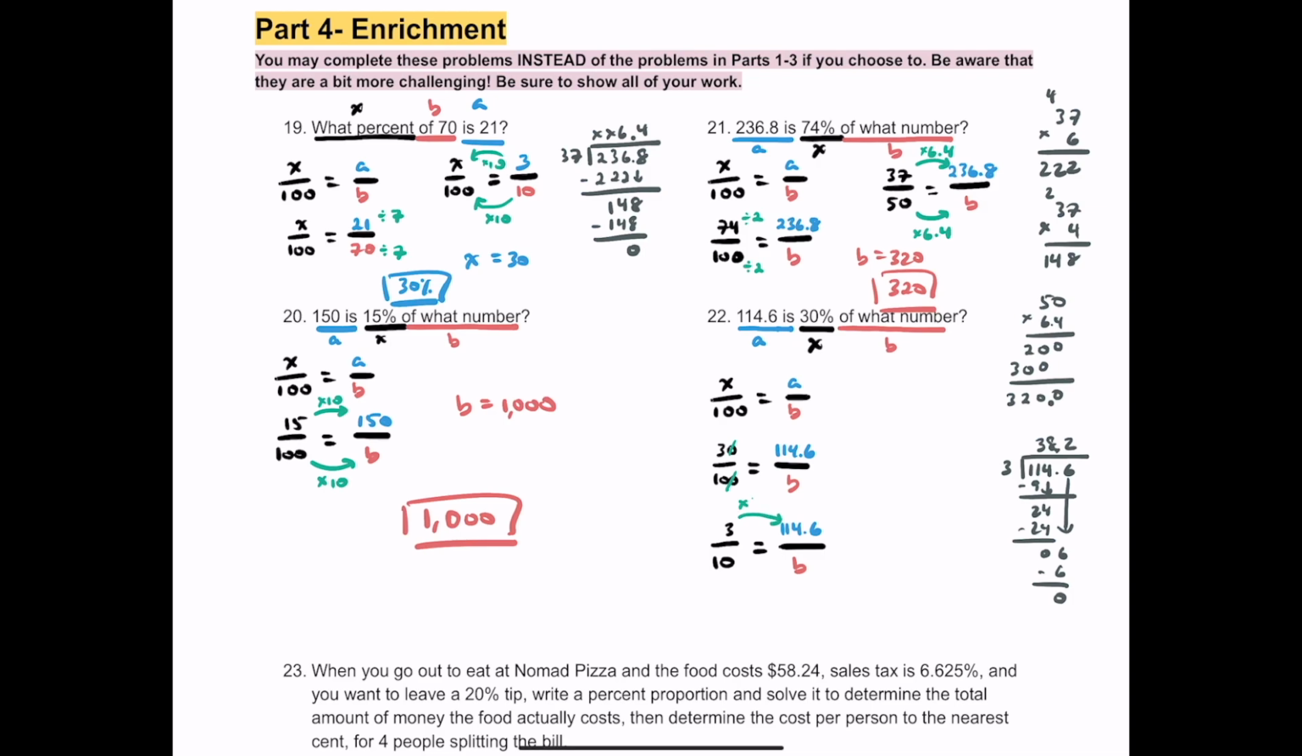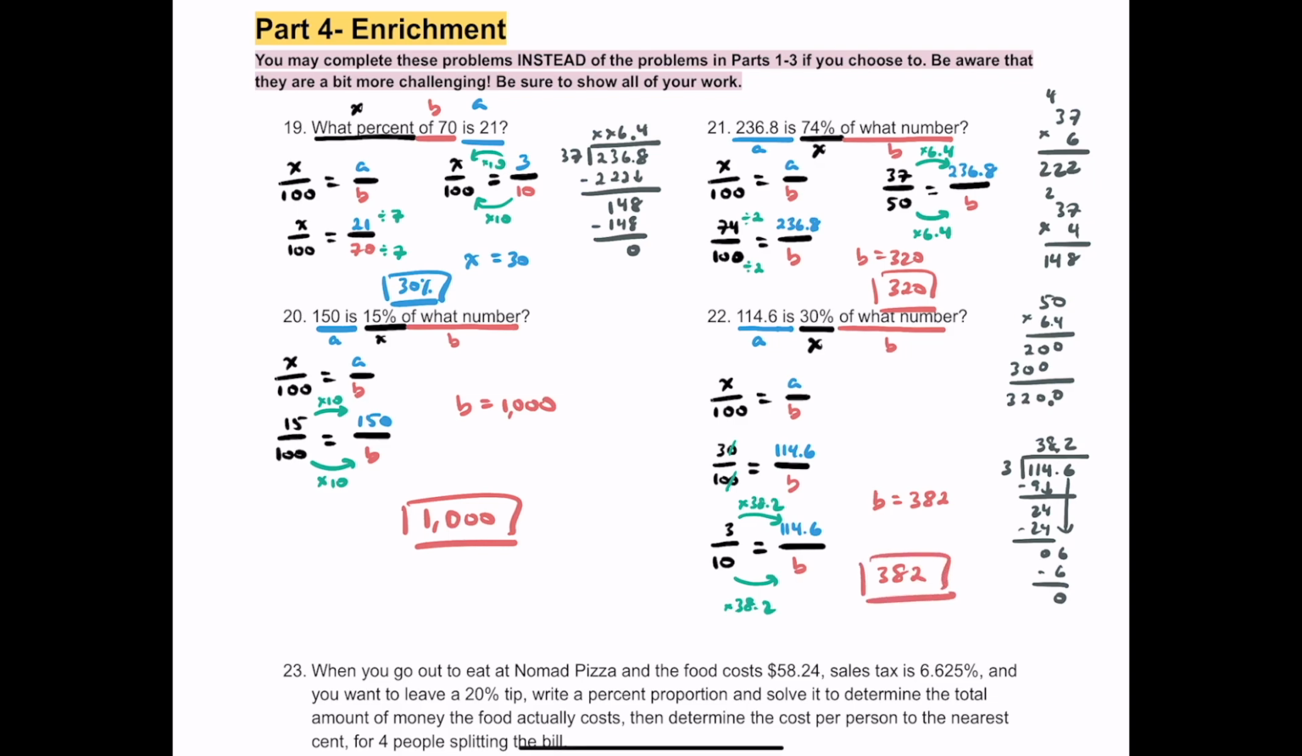Turns out, how do you get from 3 to 114.6? Well, you multiply it by 38.2. Okay, so on the bottom, if you multiply 10 times 38.2, we should get the value of b. Multiplying anything by 10, you just slide it over. So b will equal 382. So the number we're talking about here is 382.